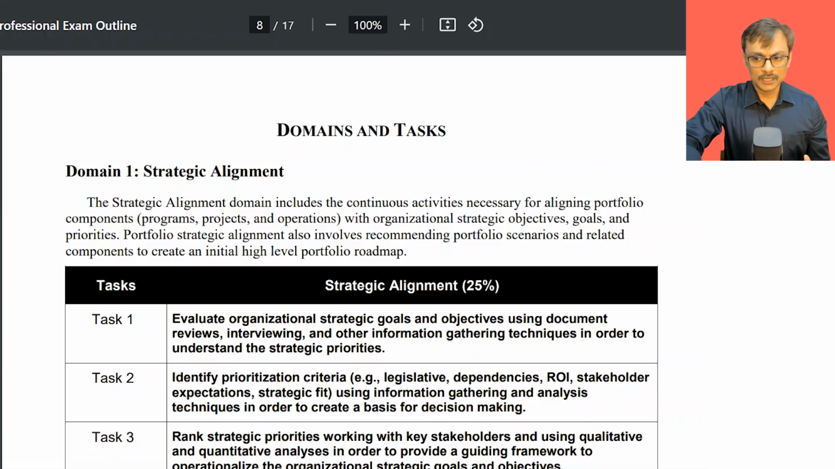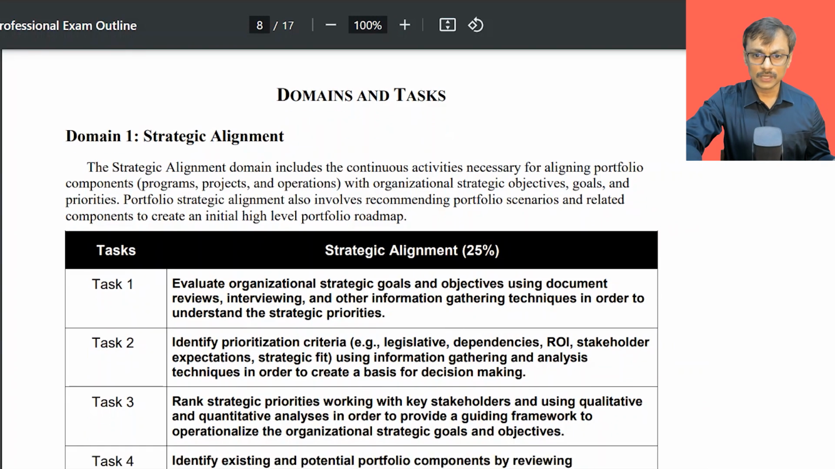Now, before I get into the questions, I can quickly show you the tasks you should be considering when preparing for this particular domain. I am hoping you are aware that all PMI certificates are guided by something called the exam content outline. For the PfMP certification, you also have an exam content outline, and it tells you there are 5 domains. The first domain, which is our focus for this video, is strategic alignment.